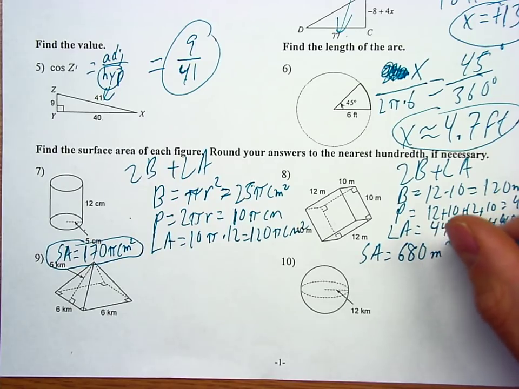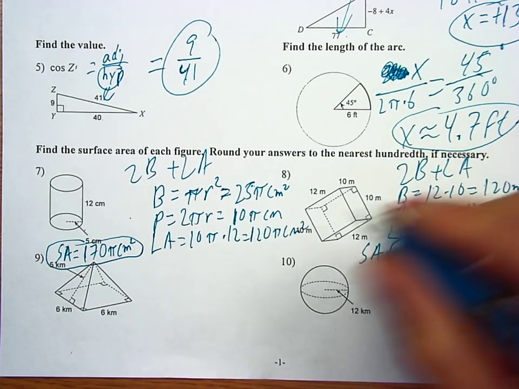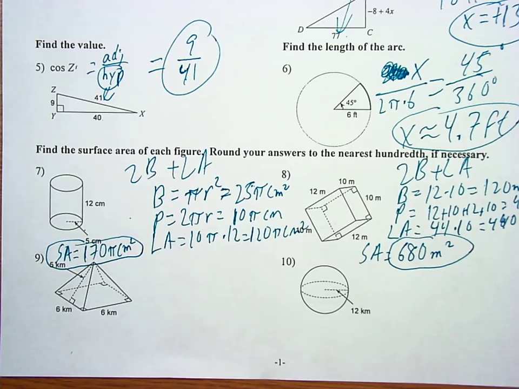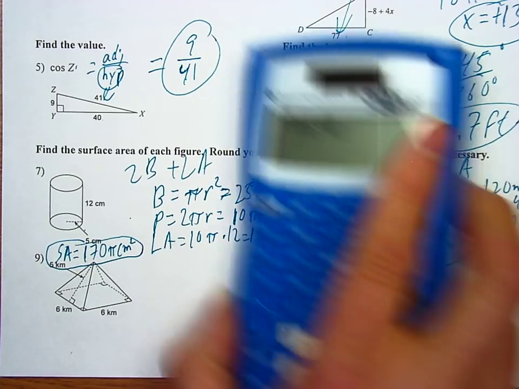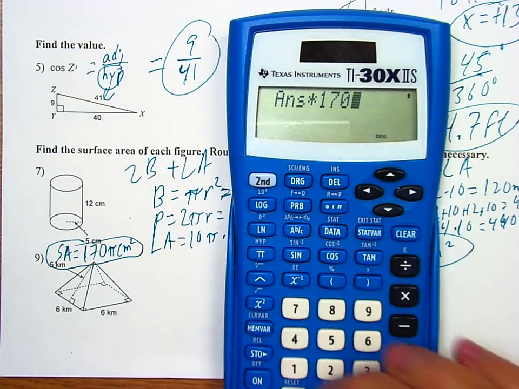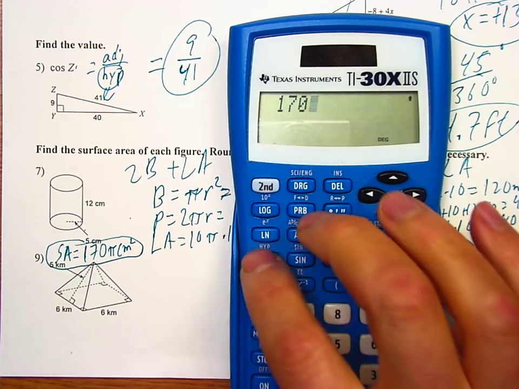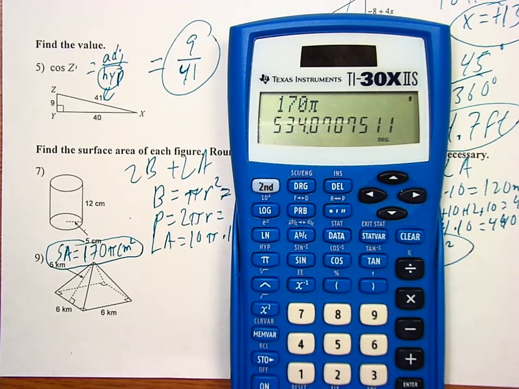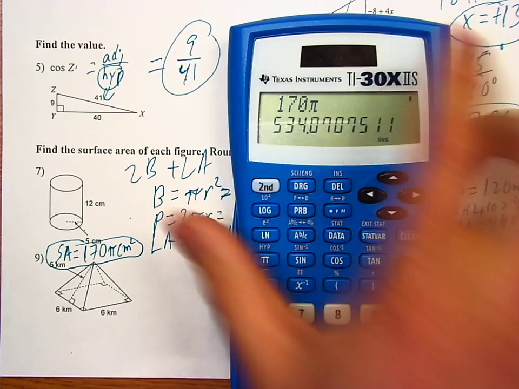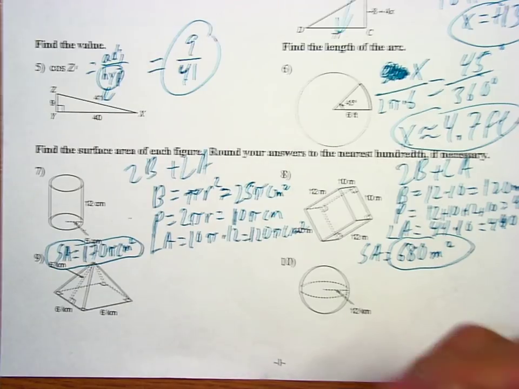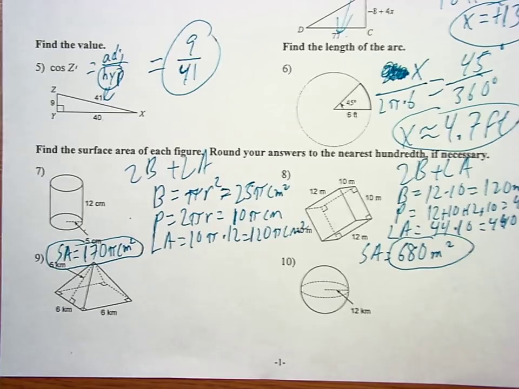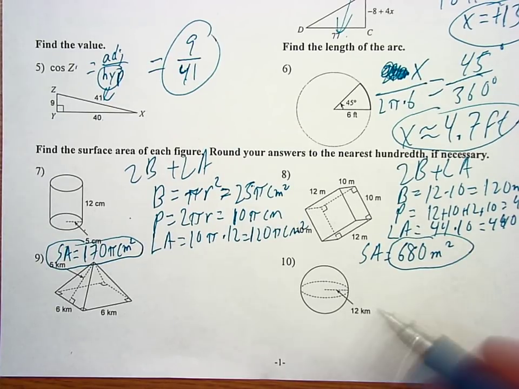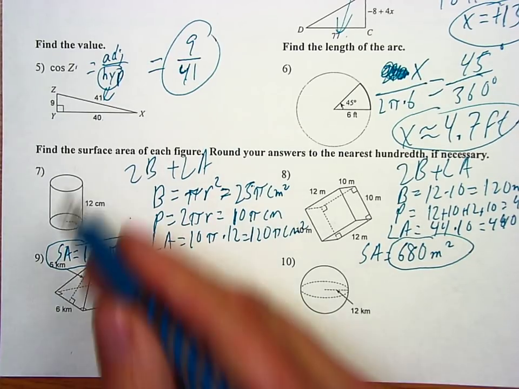Again, when you're working this, you can give me a decimal approximate here on question 7. I didn't type it in the calculator for you, but 170 pi is about 534 square centimeters.